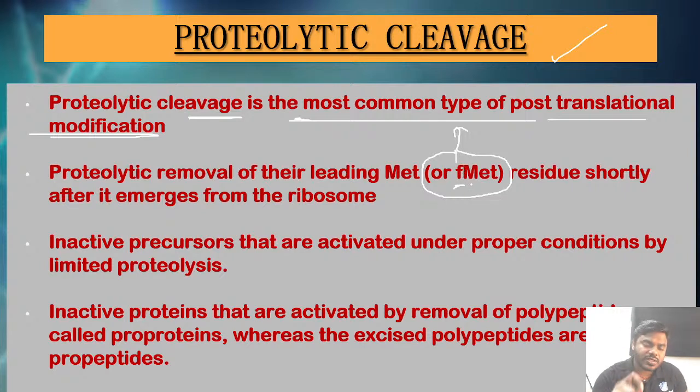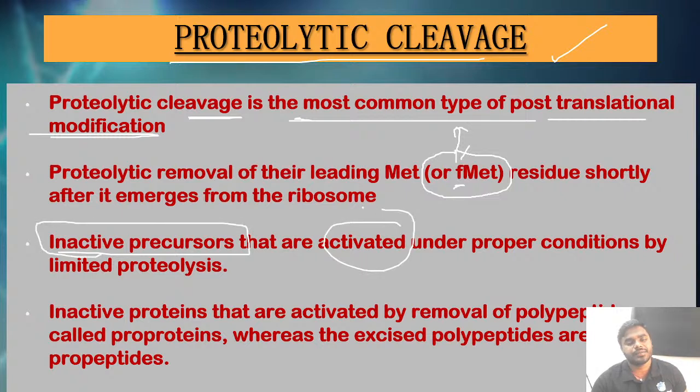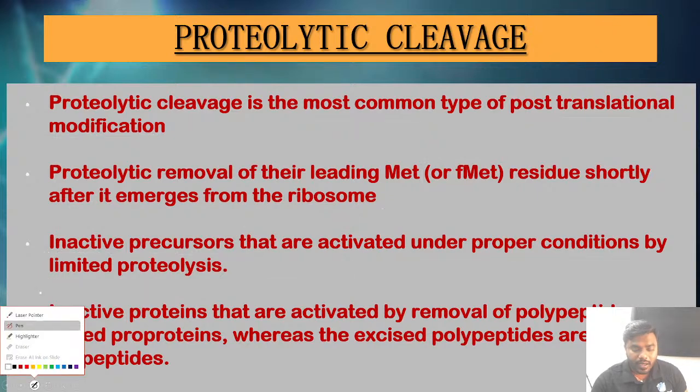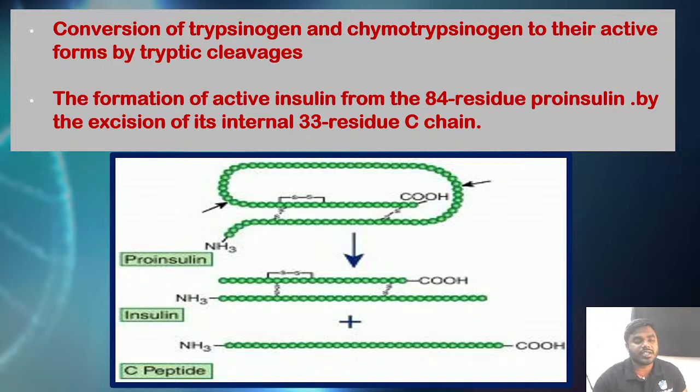So friends, once the polypeptide is synthesized completely, we have to remove this formyl group. How? By the process of proteolytic cleavage. In one line, I can define it for you: proteolytic cleavage is a process where inactive precursors are activated under proper conditions by a process called limited proteolysis. Let me tell you an example. How can we convert inactive precursors into active ones?